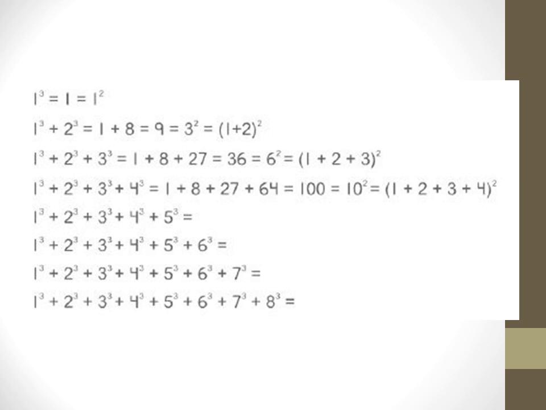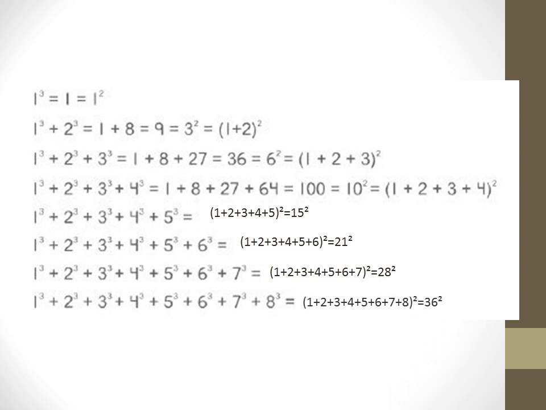Now I am showing you the answers. This one is 1 plus 2 plus 3 plus 4 plus 5 whole square, that is 15 square. The next one will be 1 to 6 added, whole square, that is 21 square. The next one will be 1 to 7 added, whole square, that is 28 square. And the last one is 1 plus 2 plus 3 plus 4 plus 5 plus 6 plus 7 plus 8 whole square, that is 36 square.